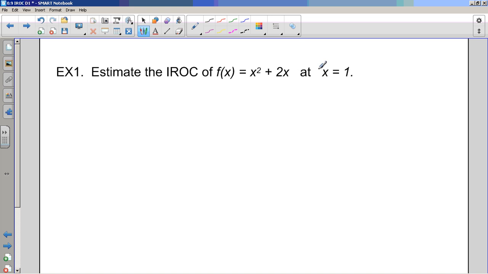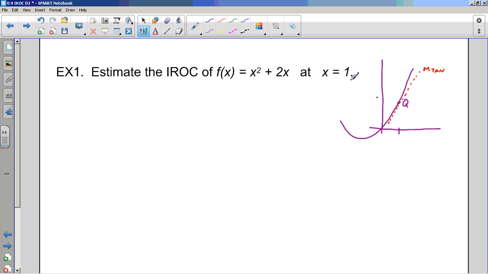Estimate the IROC of that at x equals 1. So the whole idea here is I've got a function. Let me draw a quick sketch of it. And this graph goes through 0 and also has another, it kind of looks like this, where I want to find the slope of that tangent right there. That's what I want, the slope of that tangent. That's the instantaneous rate of change. But I can't do that. I can't figure out what that is.